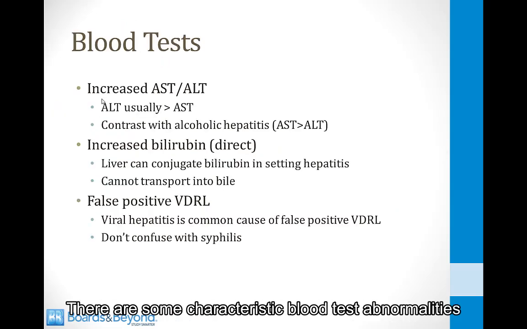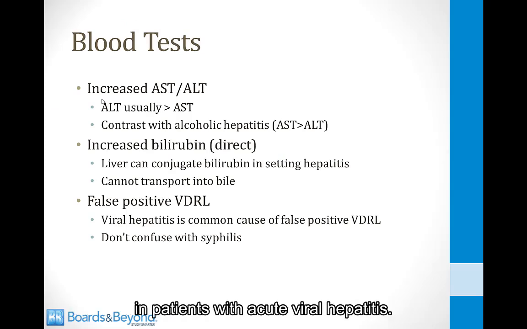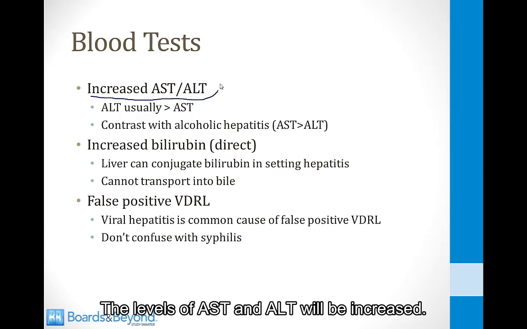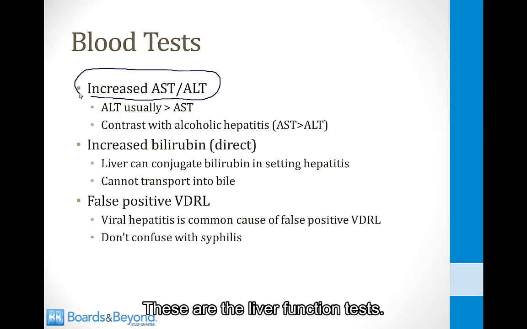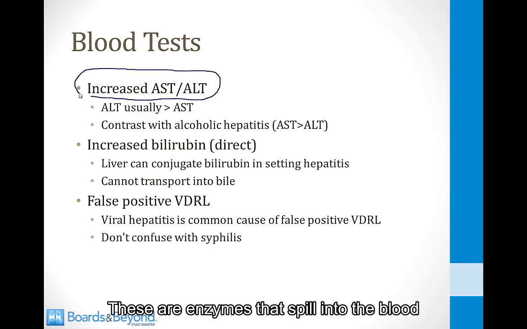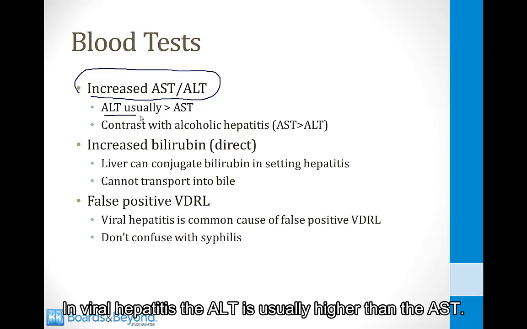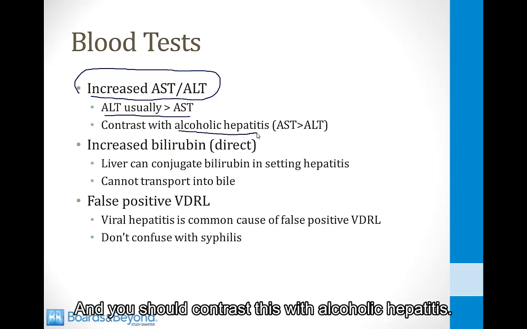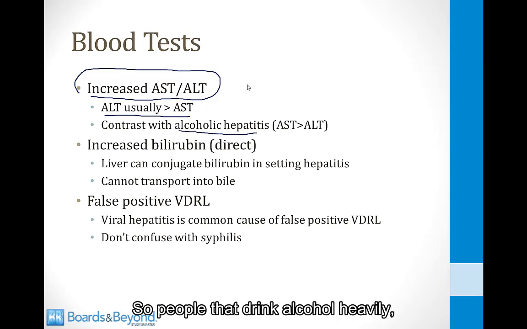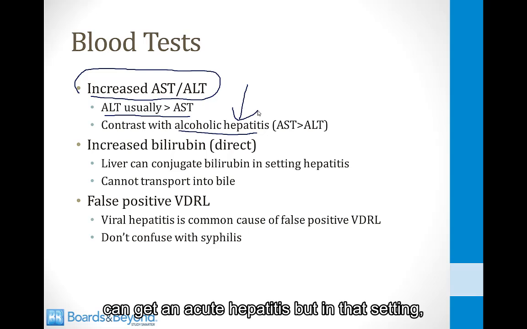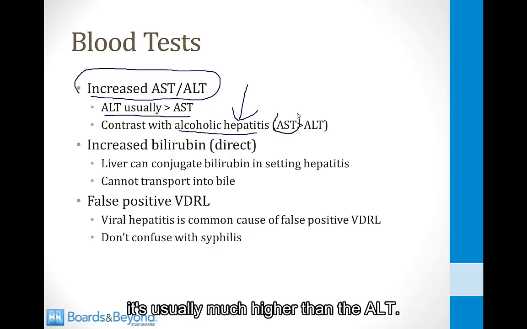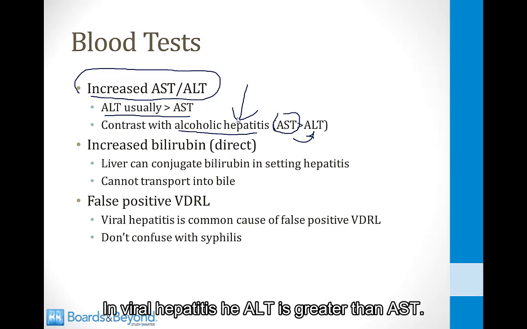There are some characteristic blood test abnormalities in patients with acute viral hepatitis. The levels of AST and ALT will be increased. These are the liver function tests. These are enzymes that spill into the blood when there's inflammation of the liver. In viral hepatitis, the ALT is usually higher than the AST, and you should contrast this with alcoholic hepatitis. So people that drink alcohol heavily can get an acute hepatitis, but in that setting, the AST gets very high. It's usually much higher than the ALT. In viral hepatitis, the ALT is greater than the AST.